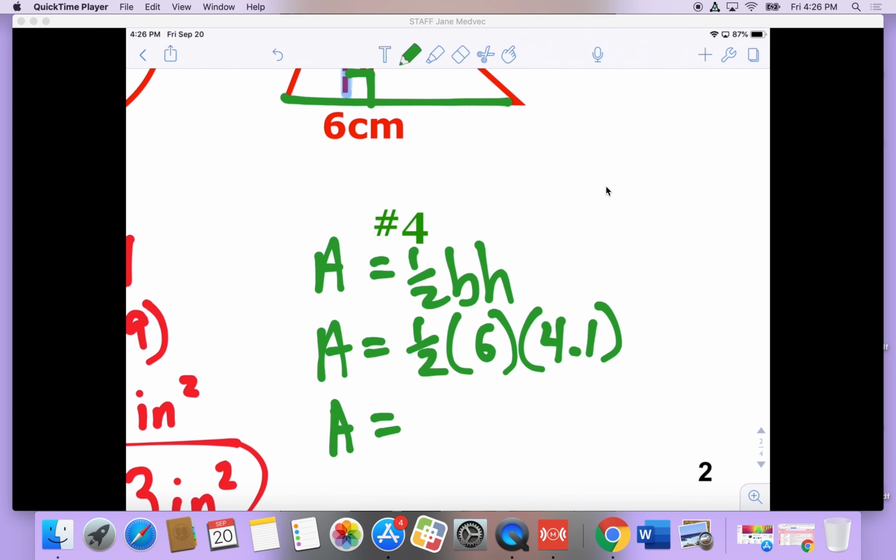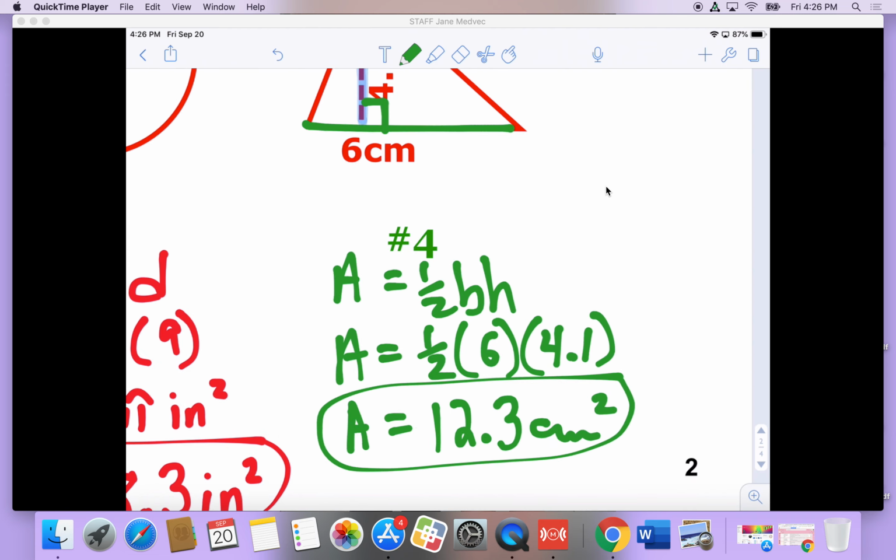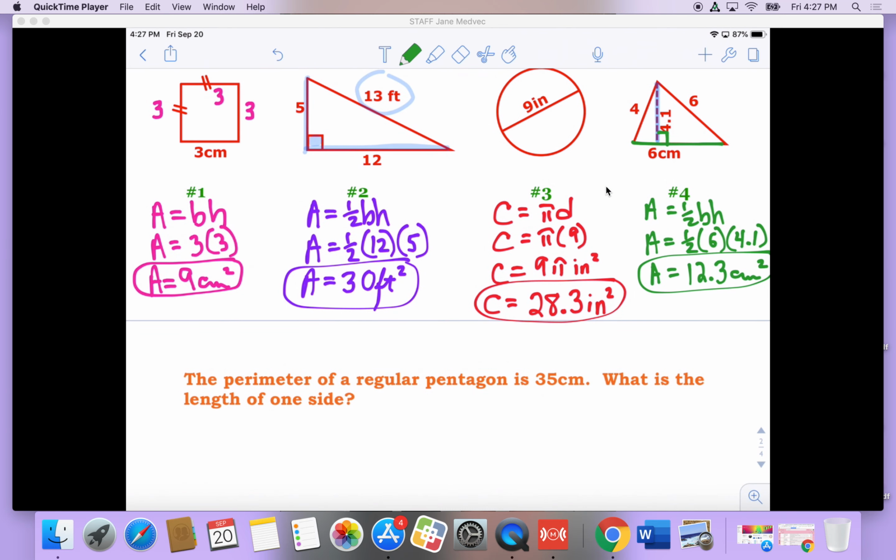And I end up with 12.3 centimeters squared. Notice how all my labels have that squared on it. Notice that I have 3 lines of work and it's picking out the right numbers. Really, really important that you're checking your answers as you go, because then you know for sure if you did the problem right or not.